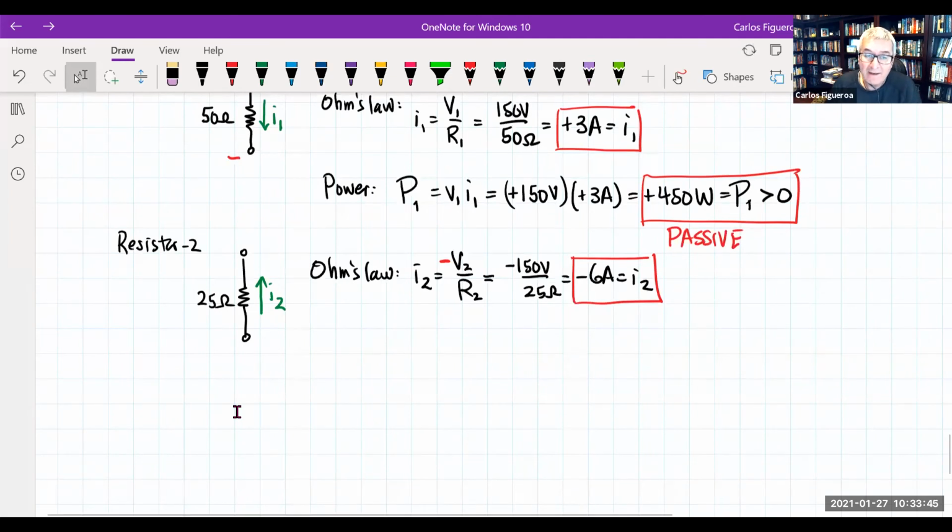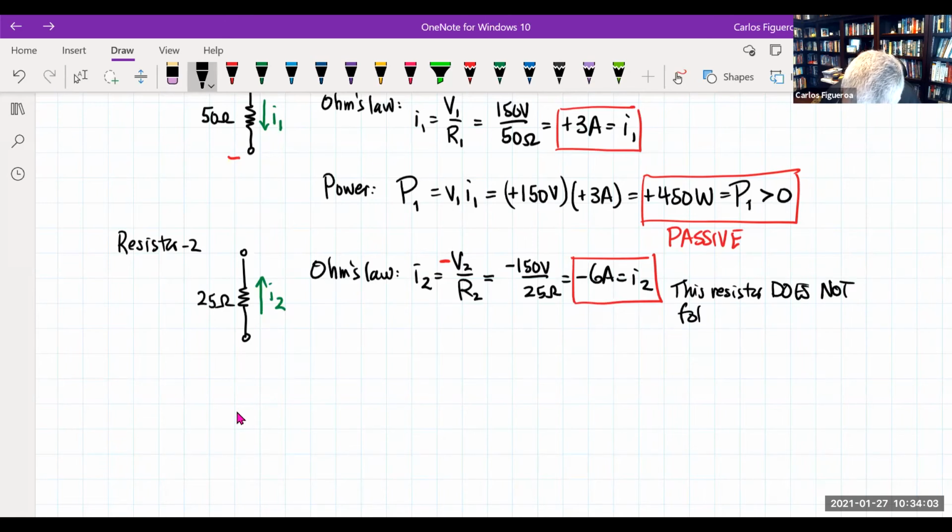Okay, but wait a minute. Let's look at the power. What this really tells me, I should have said this beforehand, is that this resistor does not follow the passive sign convention. That's what it tells me here. But resistors are passive. The power better be passive. So let's go look at this thing here then.